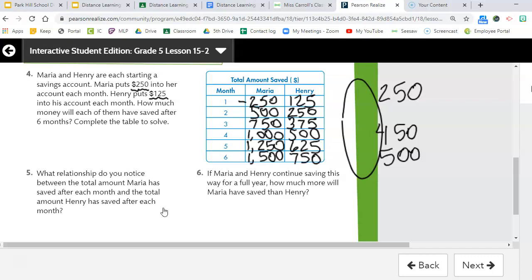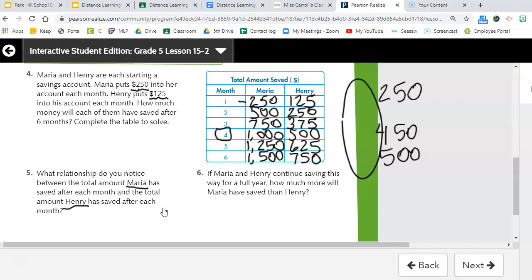Okay. Number 5. What relationship do you notice between the total amount Maria has saved each month and the total amount Henry has saved each month? So I'm actually going to look at month 4 because that's kind of the easiest one. Maria has saved 1,000 and Henry has saved 500. Think about what you know about 1,000 and 500. 500 is half of 1,000, okay? It works for the other ones too.